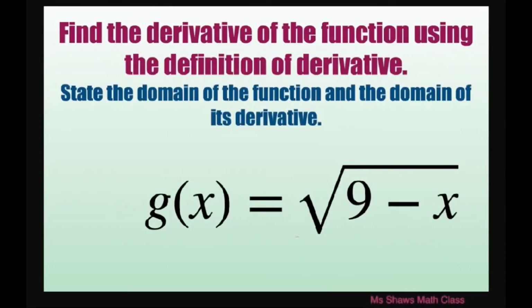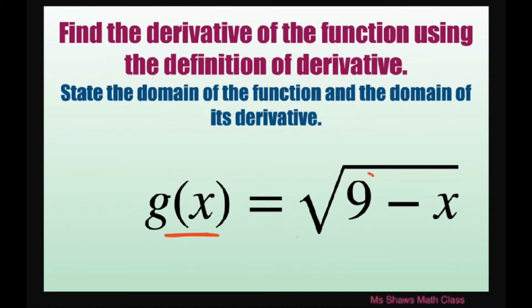Everyone, we're going to find the derivative of the function using the definition of derivative. We're also going to state the domain of the function and the domain of the derivative, for g of x equals the square root of 9 minus x. Before we start, let's just look at the domain for this.